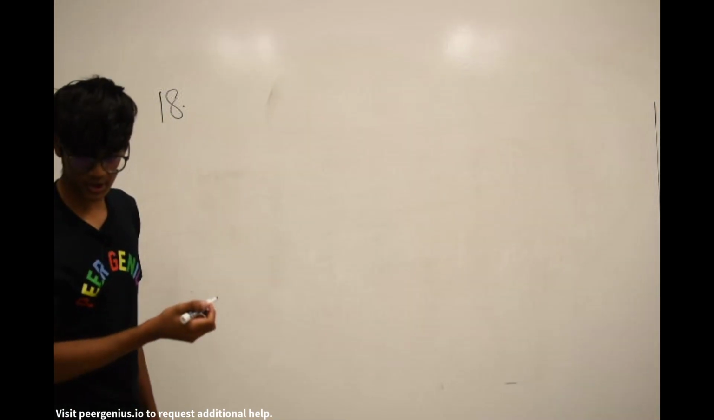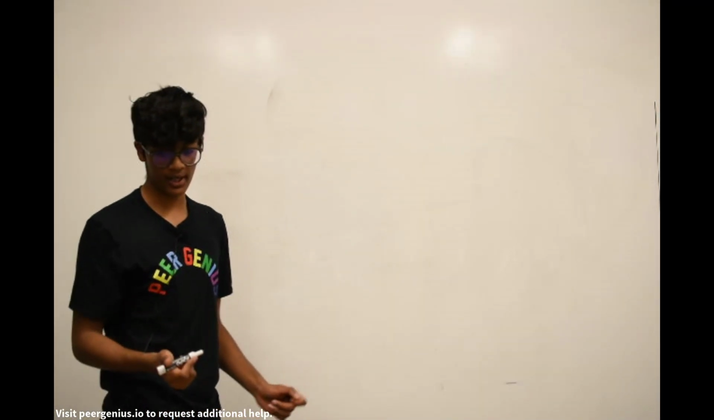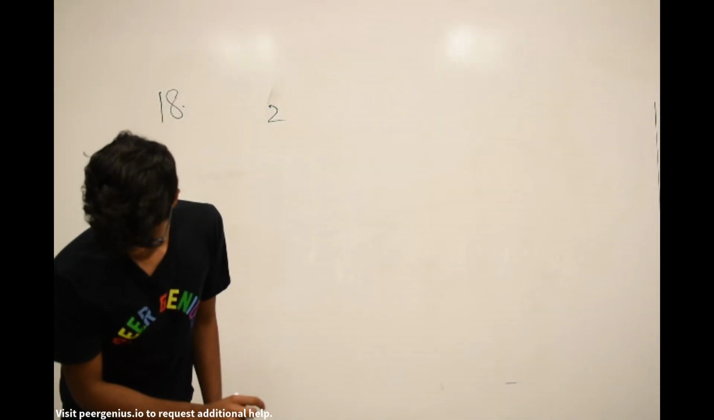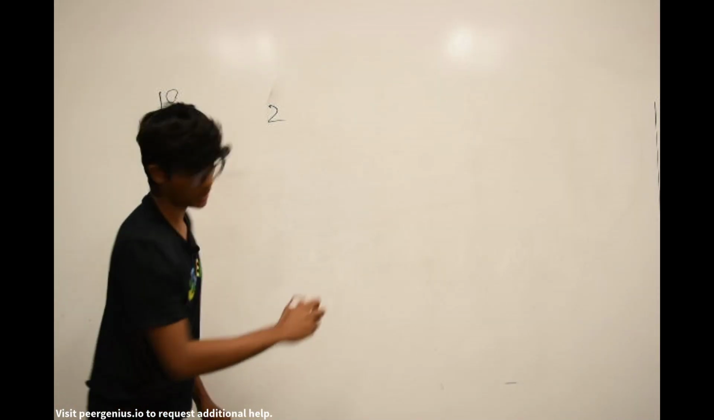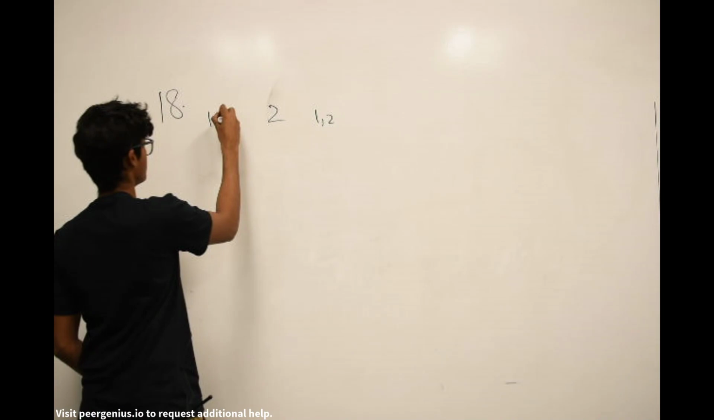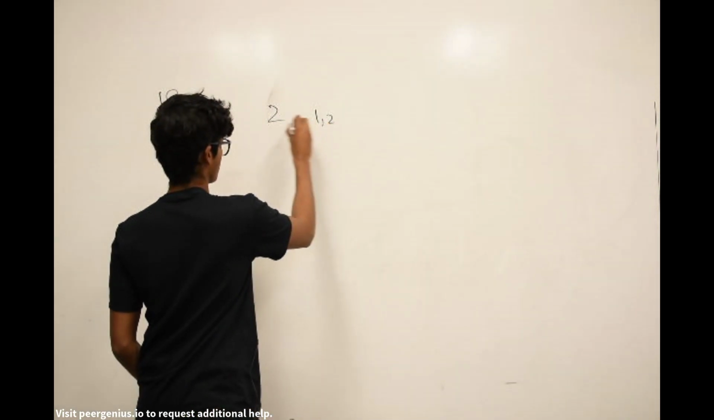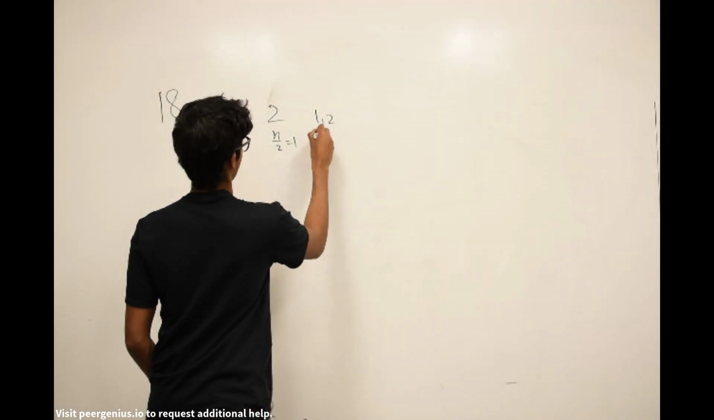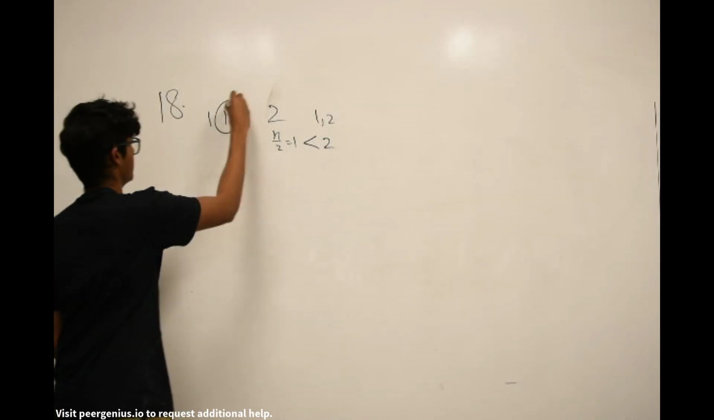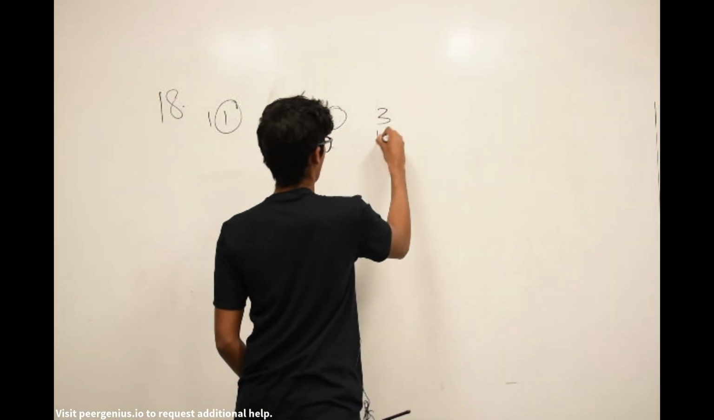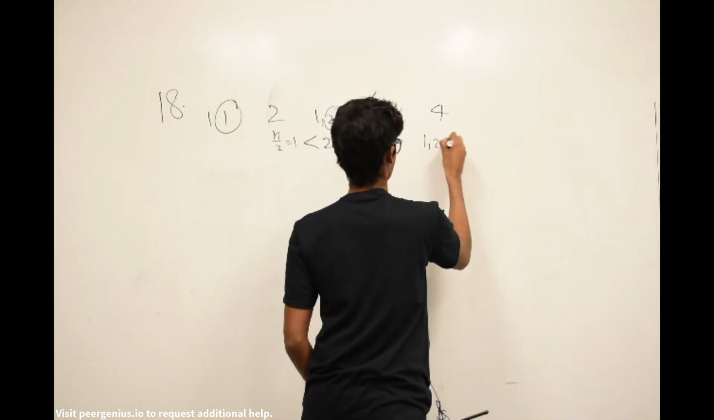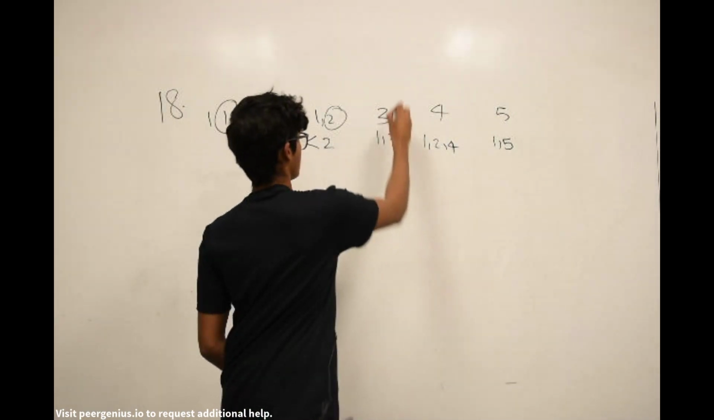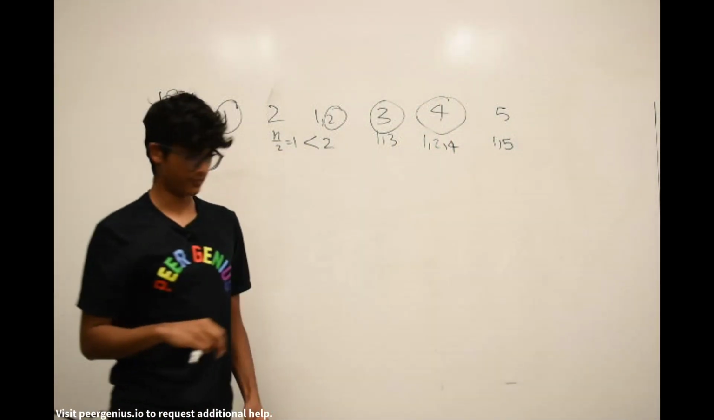When I looked at this, I wasn't really sure how to go at it straight away, so I just started off with small cases. Let's see, 2: how many factors does it have? It will have 1 and 2. 1 just has 1. So 2 has 2 factors, and n over 2 here is equal to 1, and 2 is greater than 1, so these are both possibilities. 3 is also 1 and 3. 4 is 1, 2, 4. 5 is 1 and 5, so 5 doesn't work.